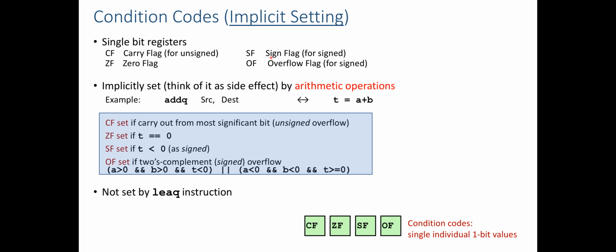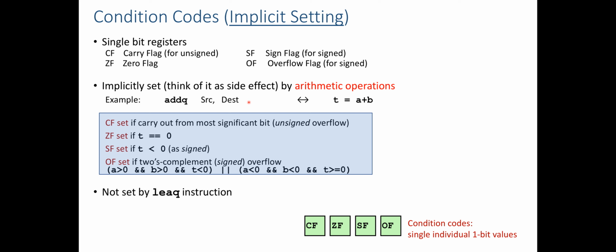The SF stands for sign flag. This is used if the 2 variables are signed, and the OF stands for overflow flag. That's also used if the 2 variables are signed. So for example here, suppose I had this instruction where I was adding 2 values and then putting the result of adding those into this destination. That could be a line of C code that looks something like this, for example, T equals A plus B.